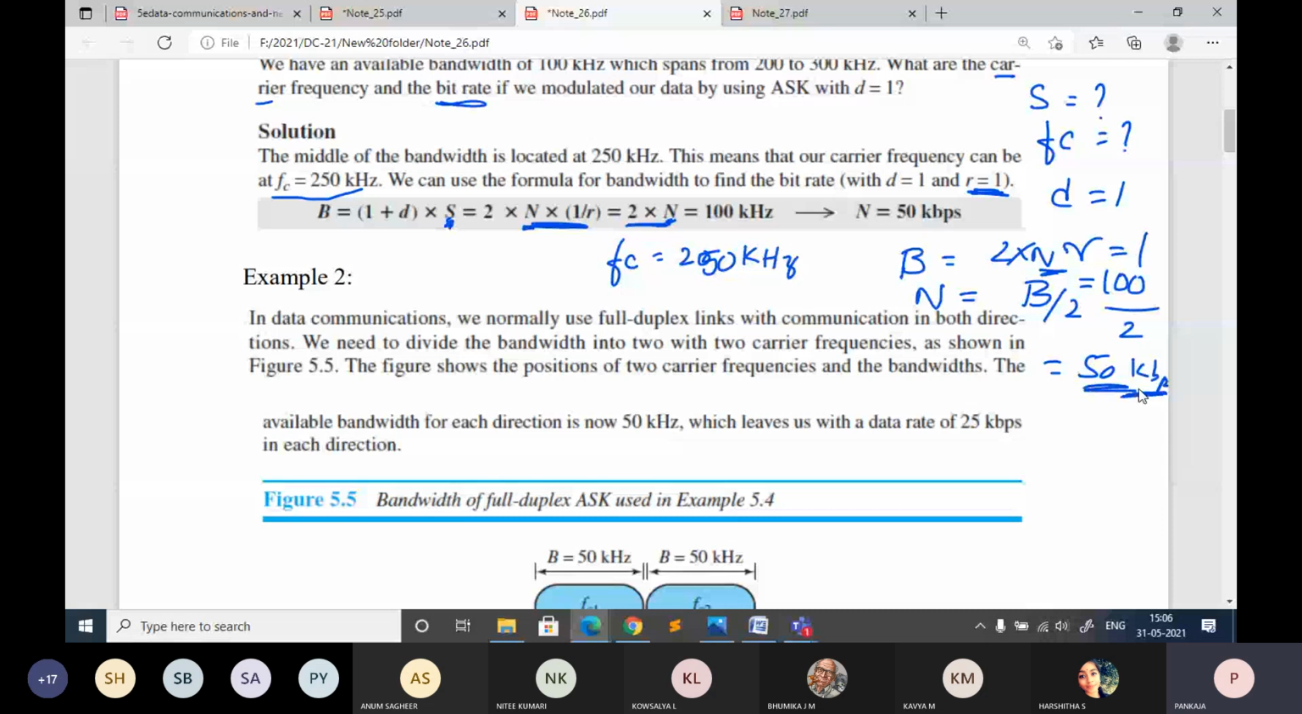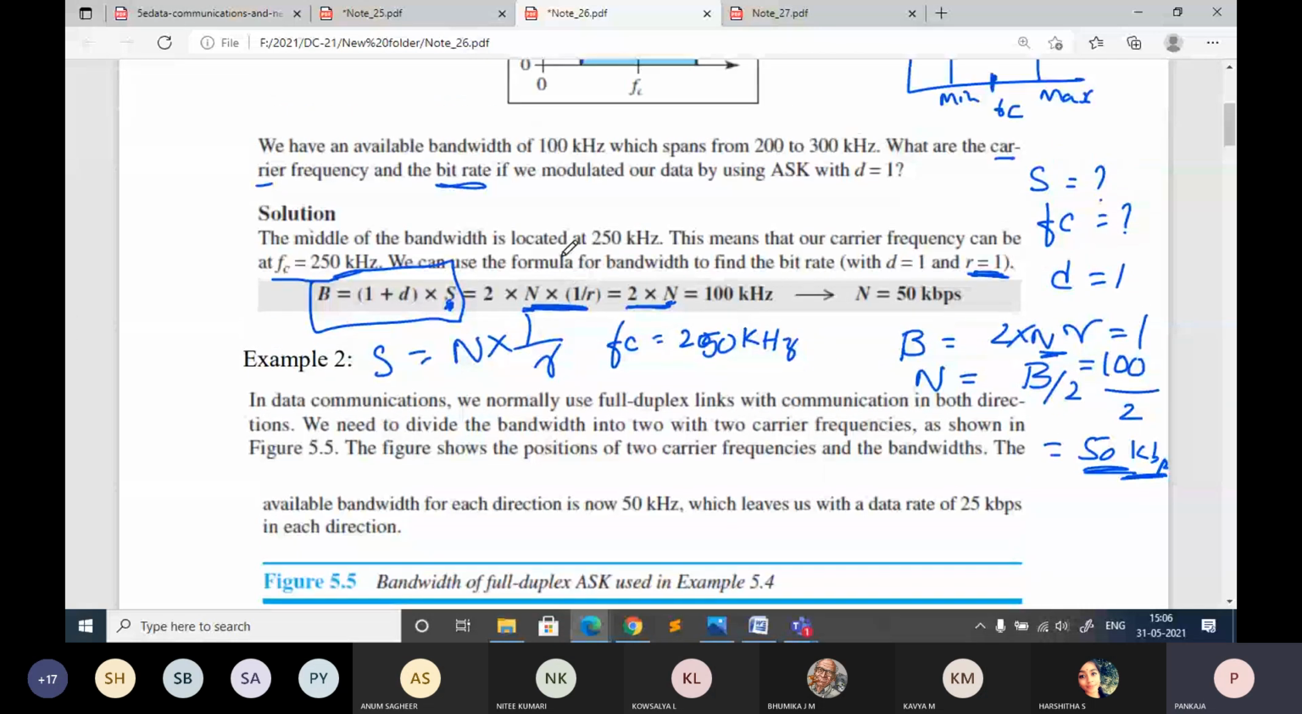So here it requires you to remember this formula and also the previous formula, that is S is equal to N into 1 by r. Just write it somewhere, there are a lot of formulas in this particular topic, so we'll just be confused with that.